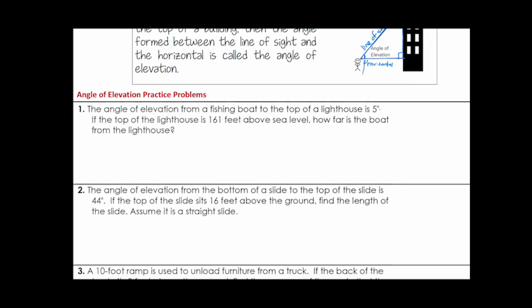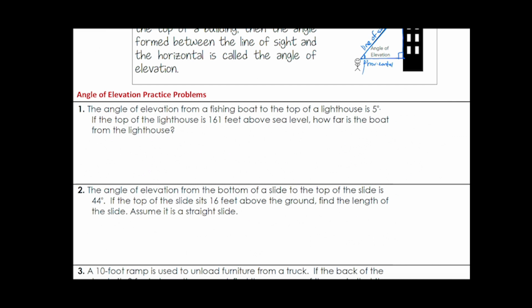The angle of elevation from a fishing boat to the top of a lighthouse is 5 degrees. If the top of the lighthouse is 161 feet above sea level, how far is the boat from the lighthouse? So you have to draw a picture. You don't have to draw fancy pictures. You can draw dots to represent the things, and that's what I'm going to do.